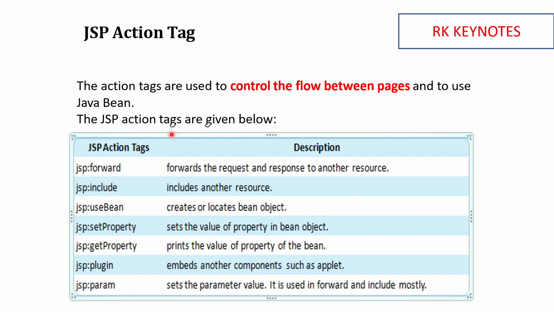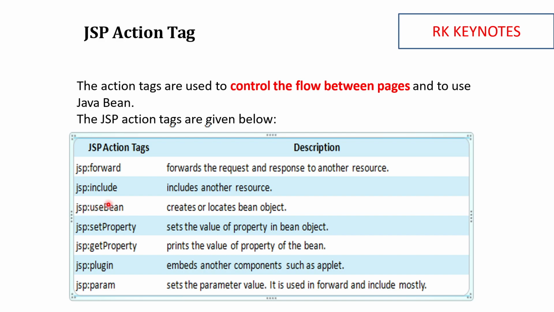In this video, I'm going to show you the demonstration of JSP action tags. Basically, these action tags are used to control the flow between pages. And also you can use Java beans. Now, how do we control the flow between pages? In servlets, we have used a concept called request dispatcher, and then we use the forward and include methods. Similarly, we have JSP forward and JSP include tags for the similar purpose. And we use the sendRedirect method in servlet, right?